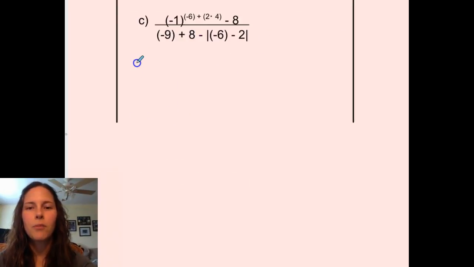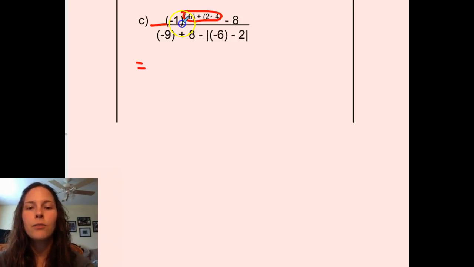My final order of operations question has quite a bit going on. We've got an exponent this time. The exponent is also acting like a grouping symbol. That negative 6 plus 2 times 4 needs to be simplified before I raise the negative 1 to that power.